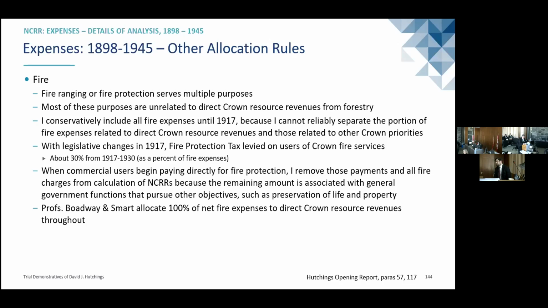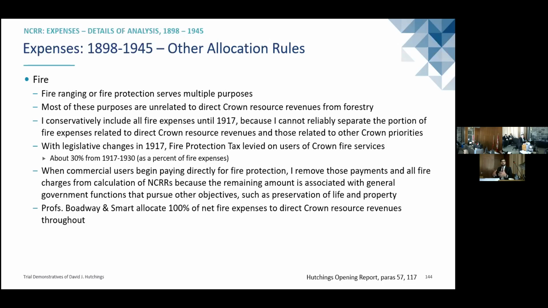After 1917, we see a lot more fire protection tax. It has other names, but they are specific charges levied on users of Crown fire services. These are commercial users of the forest or the mines. They have to pay a particular amount to the Crown related to, I'll say, fire protection tax. The name varies in other years, but that's the basic idea.